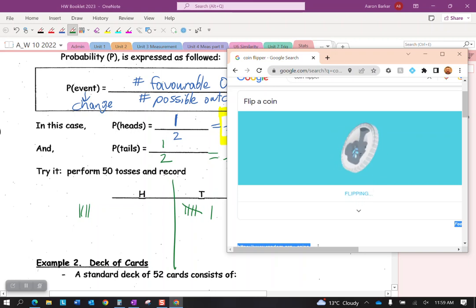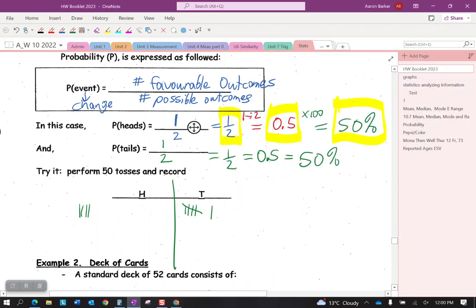Heads. Yeah, but I'm saying it, so write it down. Heads. Tails. Heads. Heads. Tails. Tails. Tails. I think that's 20.